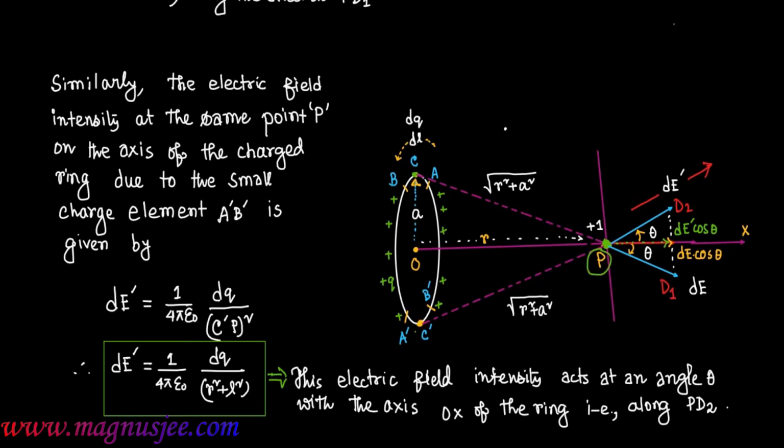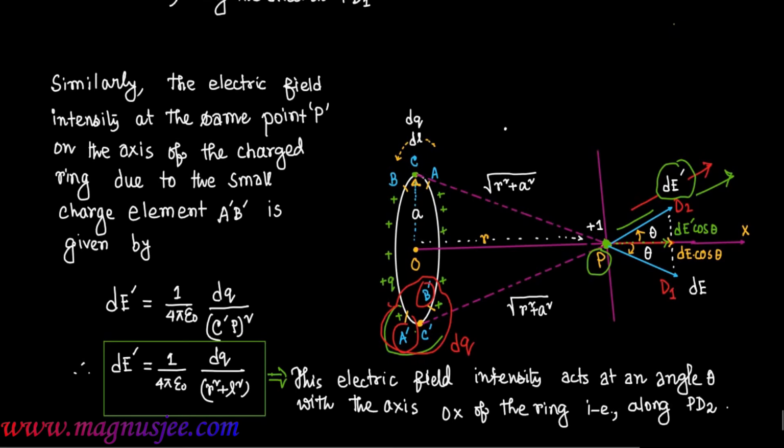The field intensity at the point P due to the small element A prime B prime of charge dq is dE prime, and this field intensity dE prime acts along the direction PD2 at an angle theta with the axis OX.